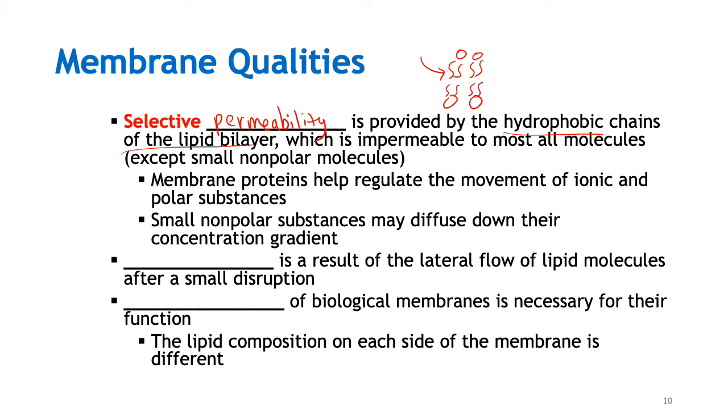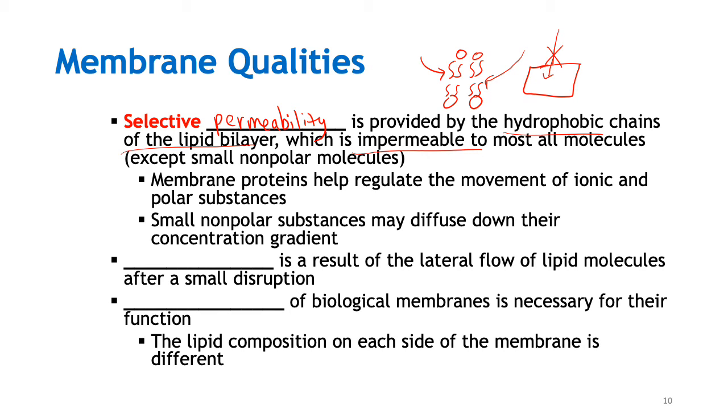Now, as it turns out, those hydrophobic tails are largely impermeable to almost all molecules except for small nonpolar molecules. Now, if it's hydrophobic, that means it is nonpolar, and that makes sense for why nonpolar molecules can get through. But for the most part, because of this, you can think of it as a wall where things cannot pass through. Okay? Because it's nonpolar. Most things are polar.